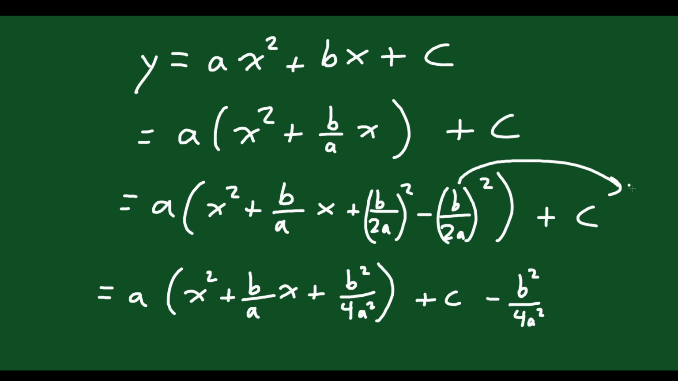But remember, when you bring it out, that a on the front is still attached, right? Because it was multiplied when it was on the inside. So you have to have an a there. And if there's an a on the outside, that a on the top will cancel with one of the a's on the bottom. So you're just left with minus b squared over 4a.